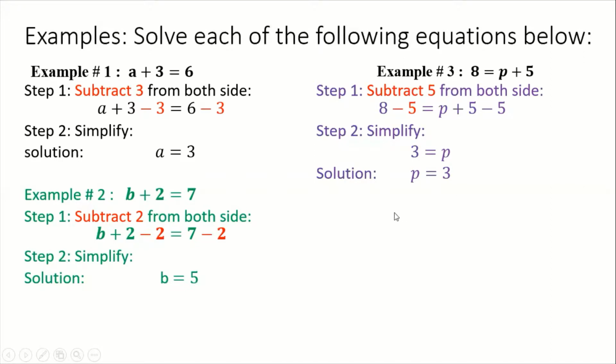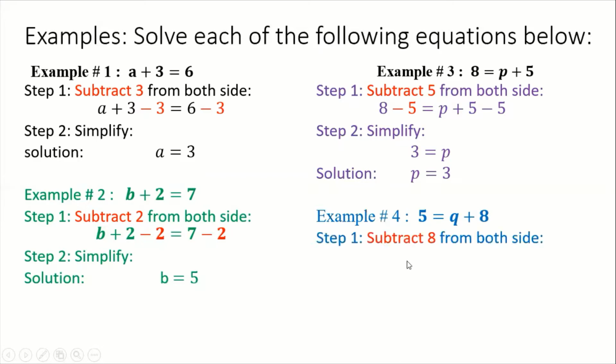Let's look at our last example. Example 4, we have 5 is equal to q plus 8. Now, again, we want q by itself. How can we transfer this positive 8 over to where 5 is? We can do that by doing the opposite, which is to subtract 8 from both sides. How would you state this? You would state this as 5 minus 8 equals q plus 8 minus 8, right?